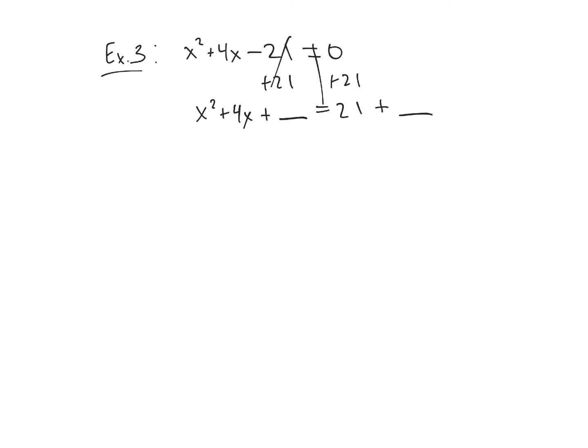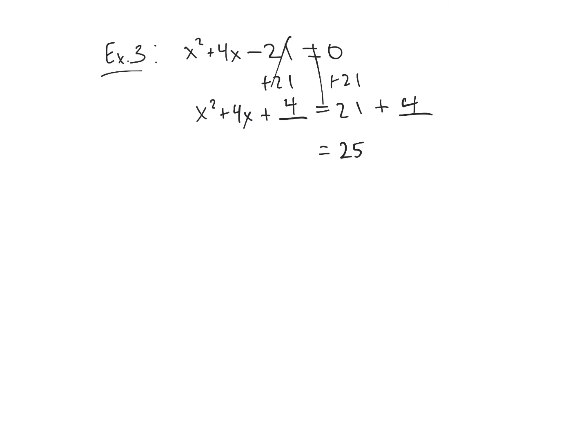So x squared plus 4x plus blank, I need to figure out what number is going to complete the square there. So go ahead and figure out what number would go on that line, half of 4 squared, and enter your answer when you're ready. Yeah, it'd be 4, right? Half of 4 is 2. And 2 squared is 4. On the right side here, 21 plus 4 makes 25.